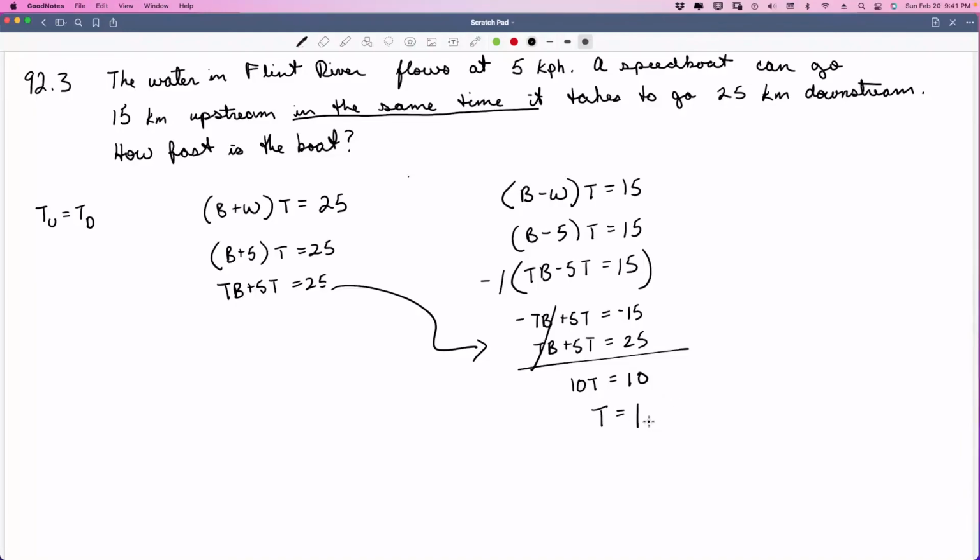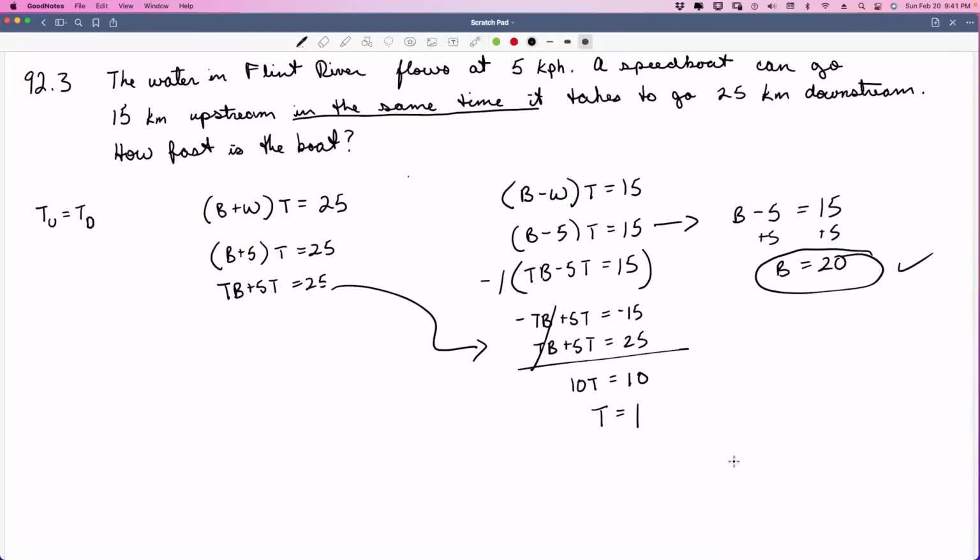So now we have our time, but that doesn't tell us how fast the boat is. So now we need to sub this in to figure out how fast the boat is. And I'm just going to take this one right here and sub it in. So if t is 1, 1 times b is b, and 1 times negative 5 is still negative 5. And that's going to still equal 15. So if I add 5 to both sides, the speed of the boat is 20. So now I know how fast the boat is.